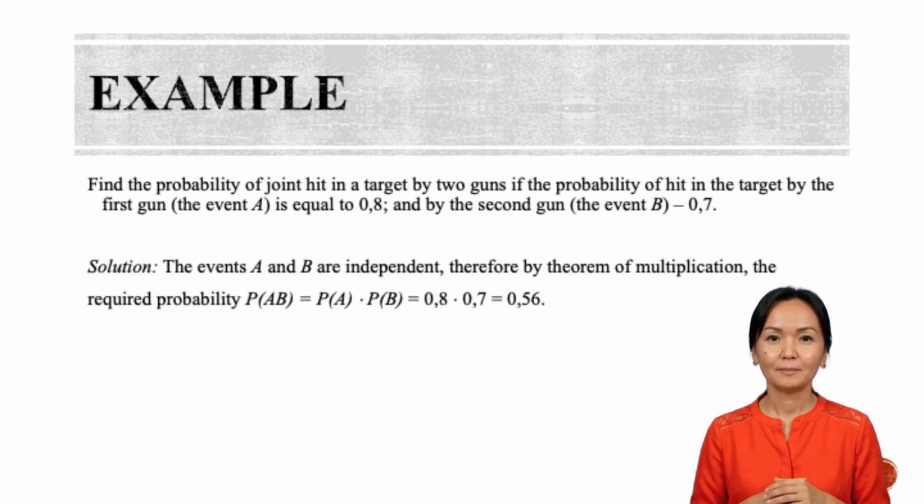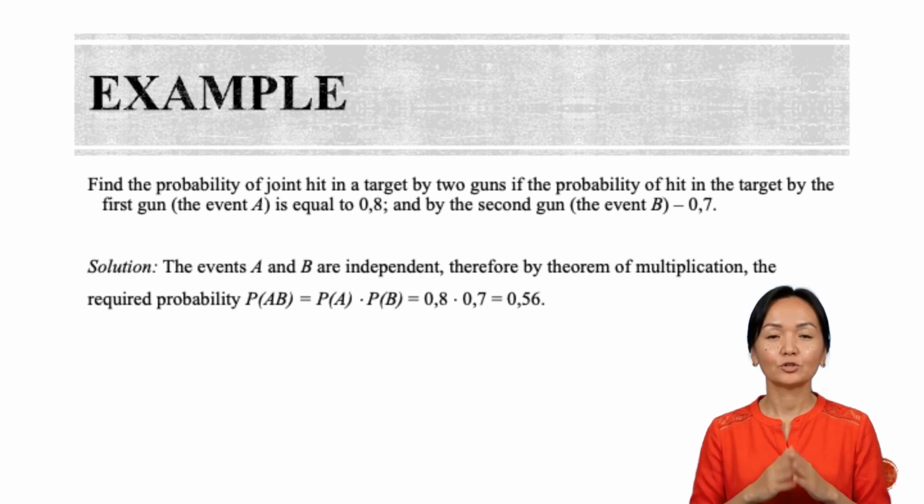Therefore, the events are independent, and we can apply the multiplication rule for independent events. We simply multiply the probability of the first gun hitting, which is 0.8, by the probability of the second gun hitting, which is 0.7. Multiplying these together gives us 0.56. This means there is a 56% chance that both guns will hit the target on a given attempt.